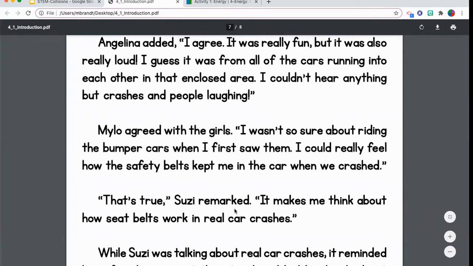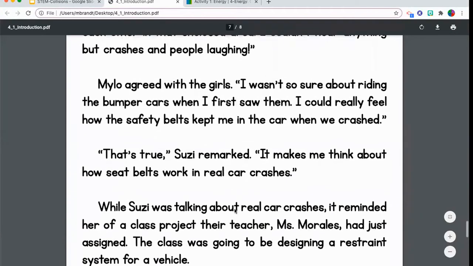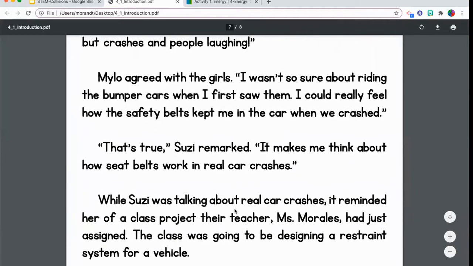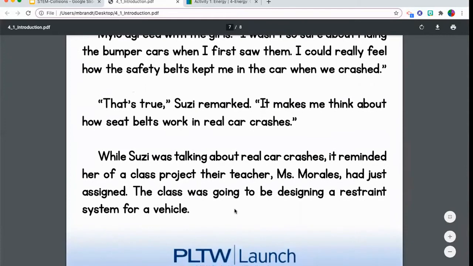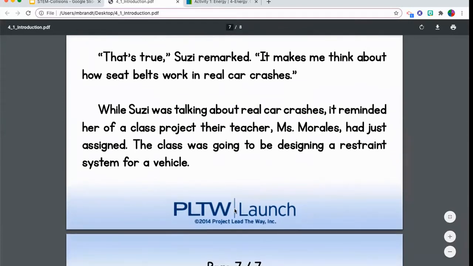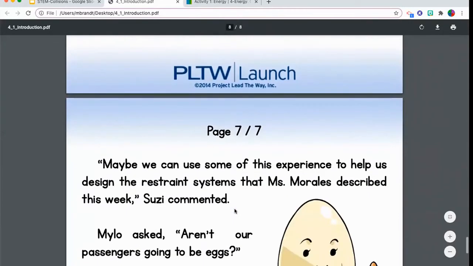"I wasn't so sure about riding the bumper cars when I first saw them. I could really feel how the safety belts kept me in the car when we crashed." "That's true," Susie remarked. "It makes me think about how seatbelts work in real car crashes." While Susie was talking about real car crashes, it reminded her of how the class project for their teacher, Miss Morales, had just been assigned. The class was going to be designing a restraint system for a vehicle.